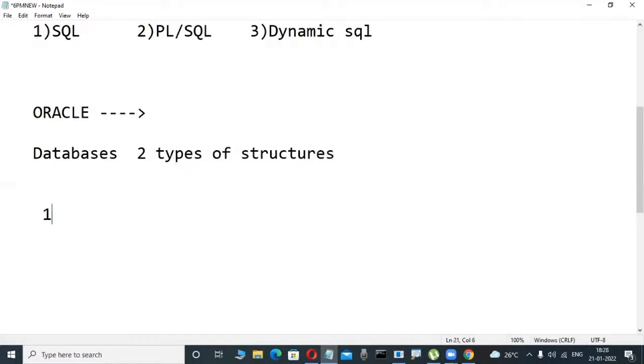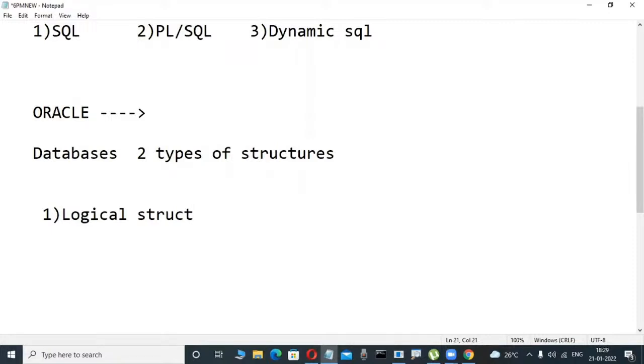Does anybody have an idea? Suppose you are taking Oracle, SQL Server, MySQL, or DB2, any relational database software that you are installing in your system. Two types of structures are there. One is logical structure. Database means it is a place where we can store structure.